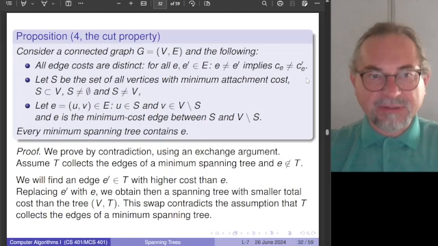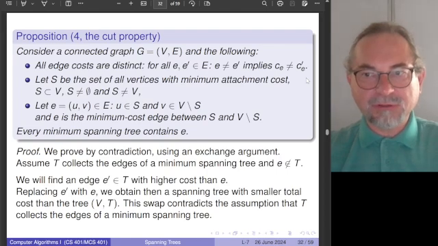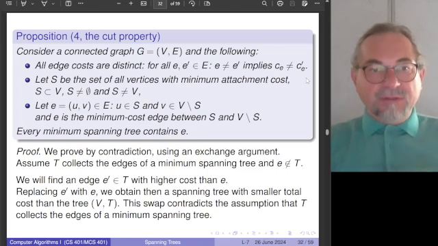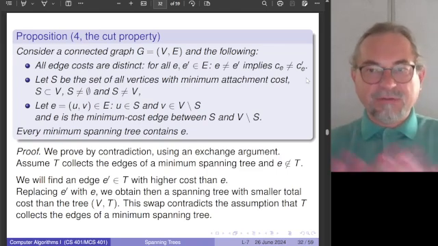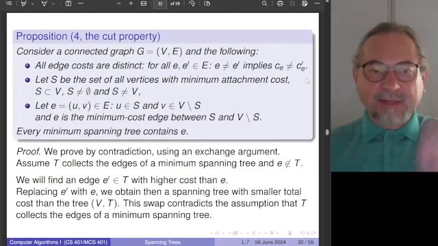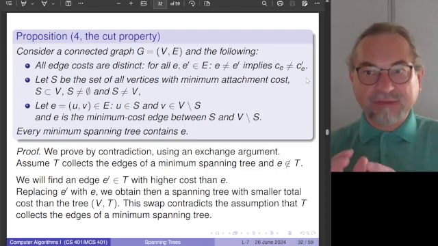We consider the set of all vertices with the minimum attachment cost. So think about what Prim's algorithm was doing. It's not empty, it's not the entire set, so it's not the trivial cases. Then there is somewhere an edge that attaches a vertex, and that is the minimum cost edge. The property says that we can't really cut that edge because every minimum spanning tree must contain that edge.